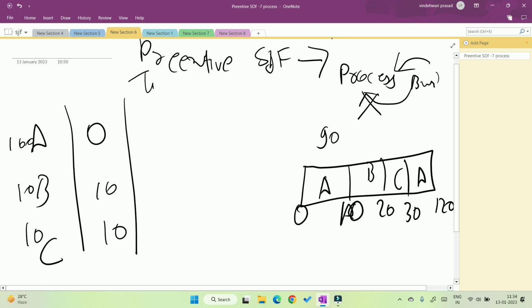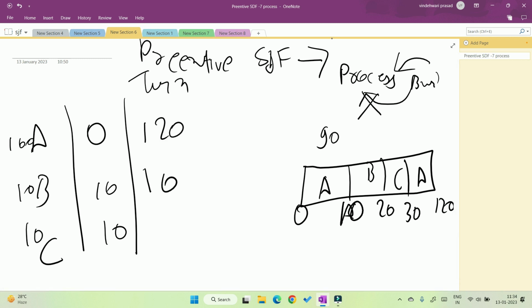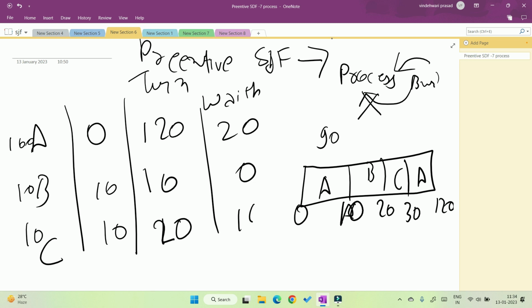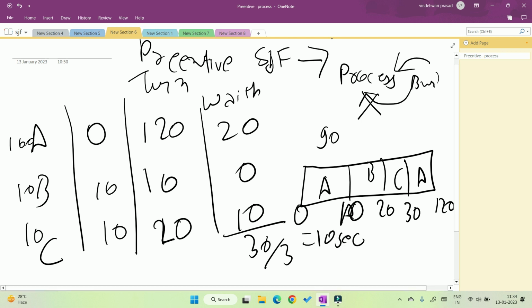Now find the turnaround time. Turnaround time is 120 minus 0, 120. Here 20 minus 10, 10. Here 30 minus 10, 20. Now waiting time is turnaround time minus burst time: 120 minus 100, 20, 10 minus 10, 0, 20 minus 10, 10. Now 30 divided by 3, 10 seconds average waiting time. Or here 120 plus 10 plus 20, 150, divided by 3, which is 50 seconds.